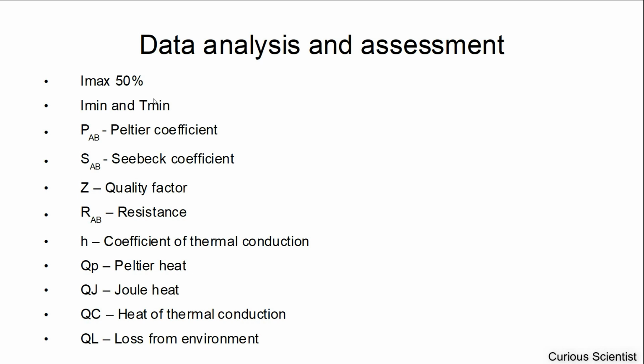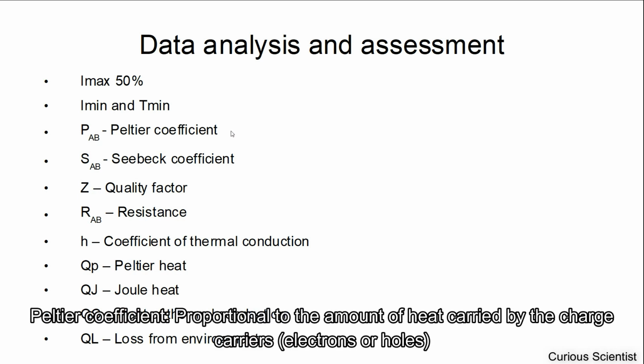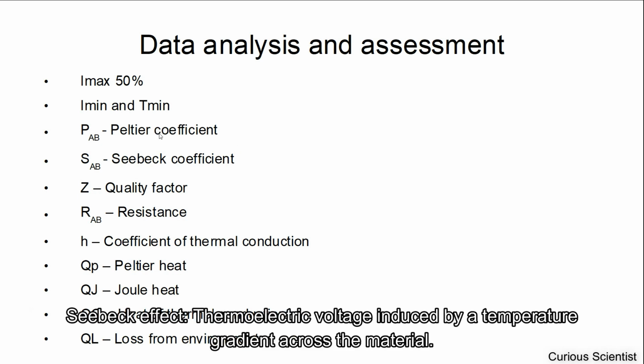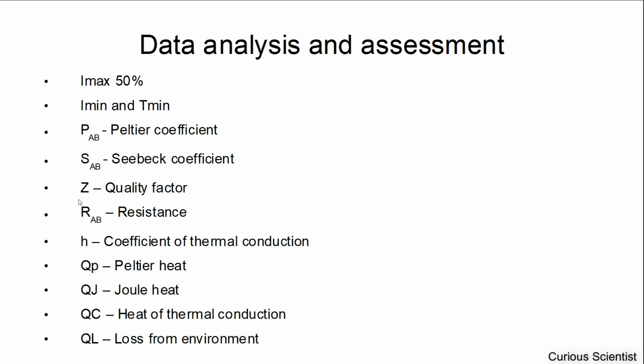I was also often referring to a curve which I measured by increasing the current and measuring the cold side temperature. From that curve, which you will see as well, I could obtain the I-min or sometimes I-max and T-min values. These will be very important because most of the other values you can see here are related to these two numbers. Since it's a Peltier device, we have the Peltier and Seebeck effects, so we can obtain these two values, and then some sort of quality factor, resistance, and coefficient of thermal conduction.